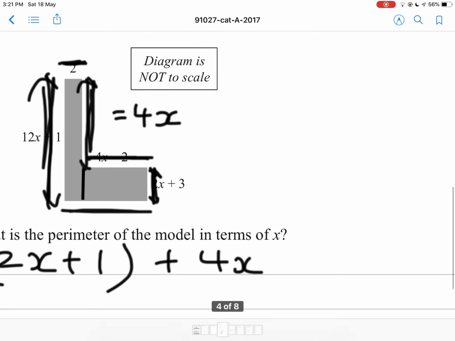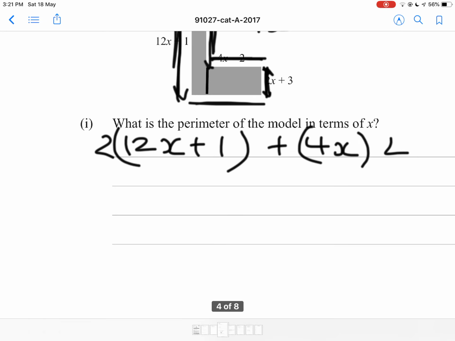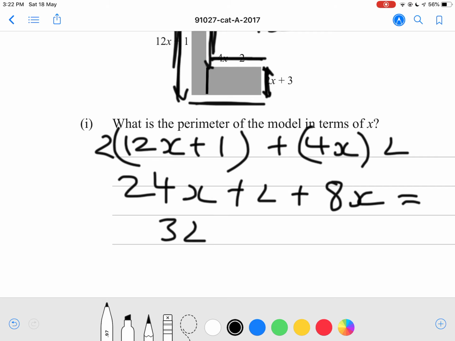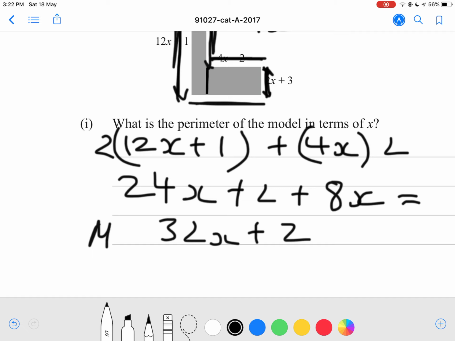so you say 4x times 2. So basically that's it. Simplify now, so you can say 4x plus 2 plus 8x, and that equals 12x plus 2. Basically, this gets you the merit grade, getting all the way up to here with the correct working.